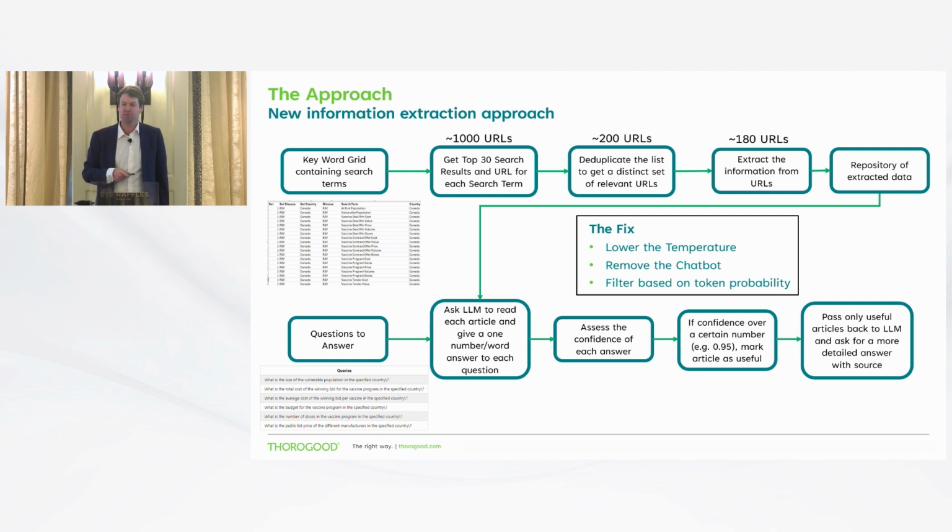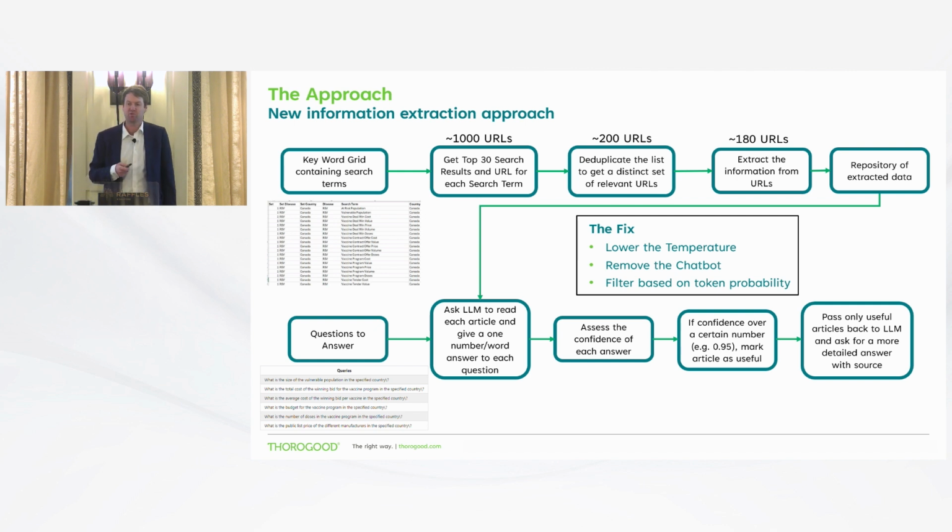So articles that produce a single number that has a probability of greater than 95% were marked as useful and then passed back into the model. And then we've asked the same questions, but updating the system prompt to ask it to give us more detail, and then getting the model to critique the sources being fed into it so that it will give us the answers to the questions that we're looking for.